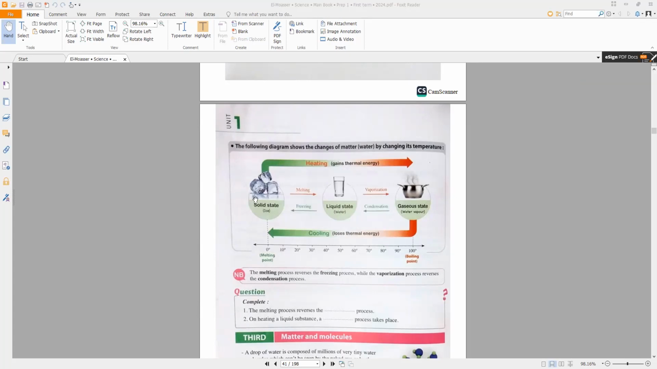This is the diagram that shows the change of matter according to the temperature. From solid to the liquid by heating, it is called the melting process. From liquid to gaseous state by heating, it is called the vaporization process. From gaseous state to the liquid state by cooling, it is called the condensation process. And from liquid state to solid state by cooling, it is called the freezing process. Cooling means losing thermal energy, heating means gaining thermal energy.